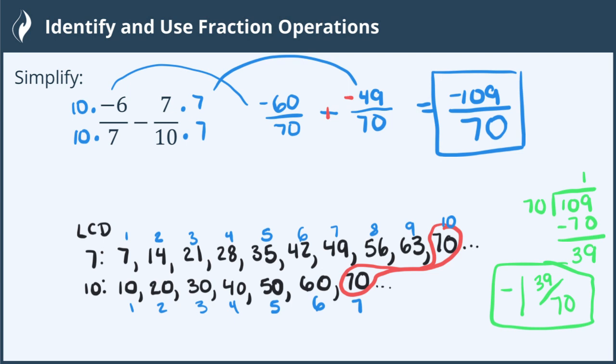And now I have two ways of writing the answer for negative 6/7 minus 7/10: as the improper fraction of negative 109 over 70 and the mixed number negative 1 and 39/70.